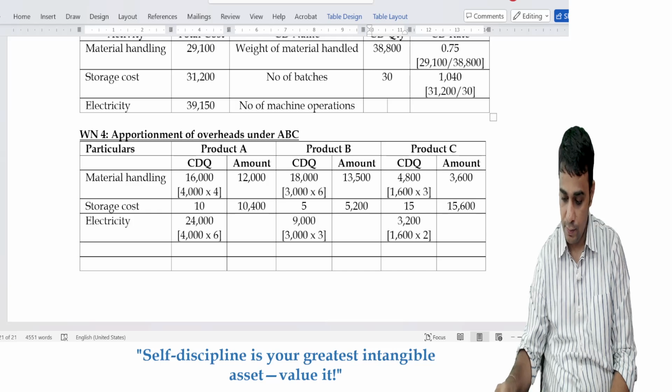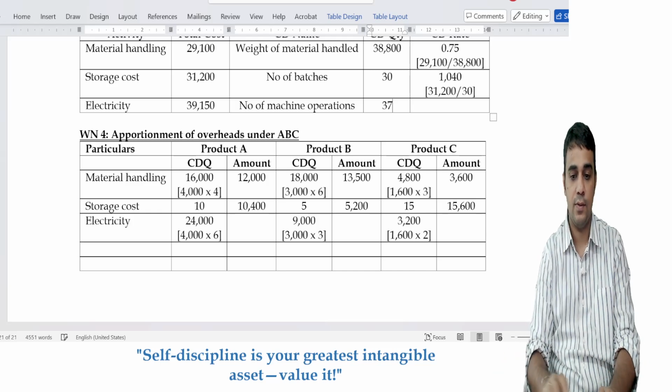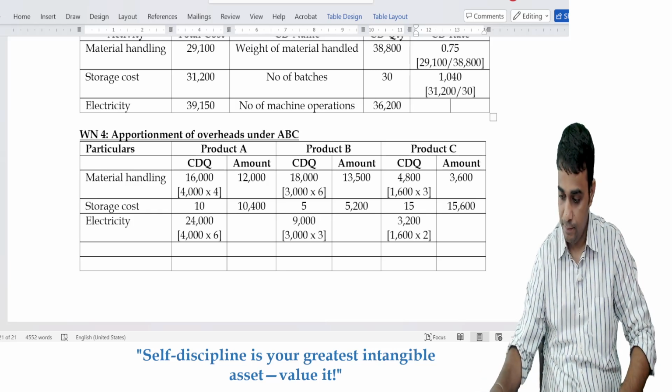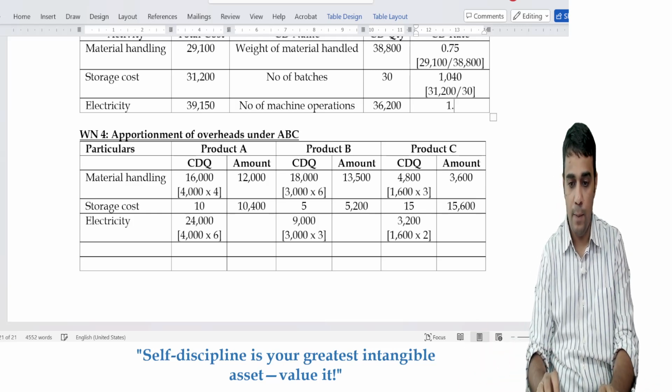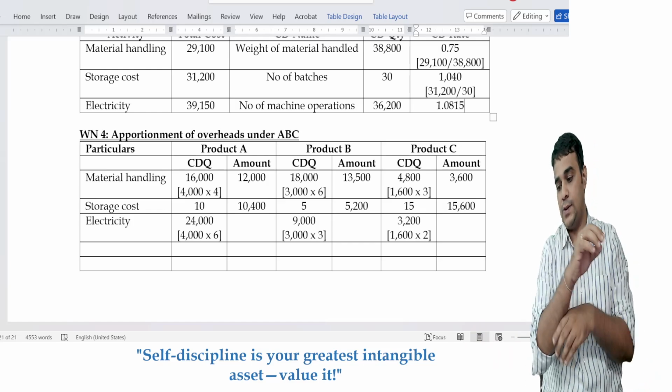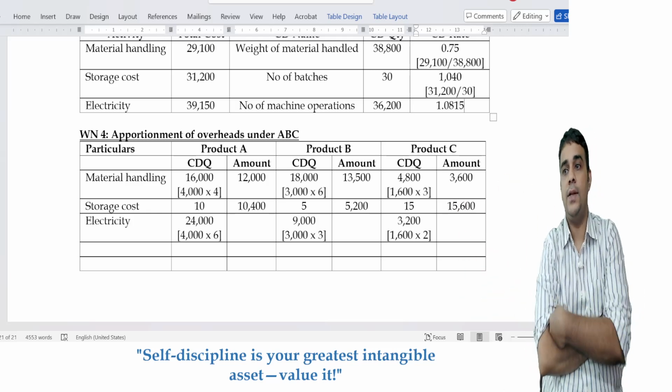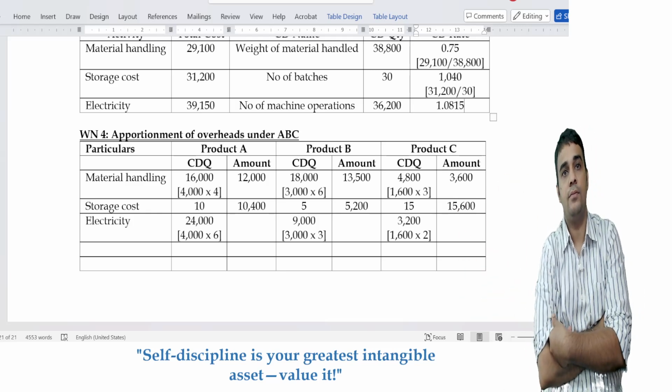How much? 36. Please divide. Keep 4 decimals. 1.0815. Clear?